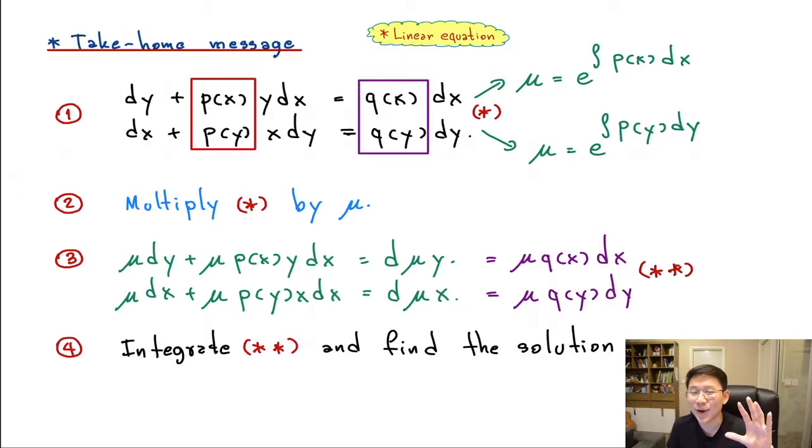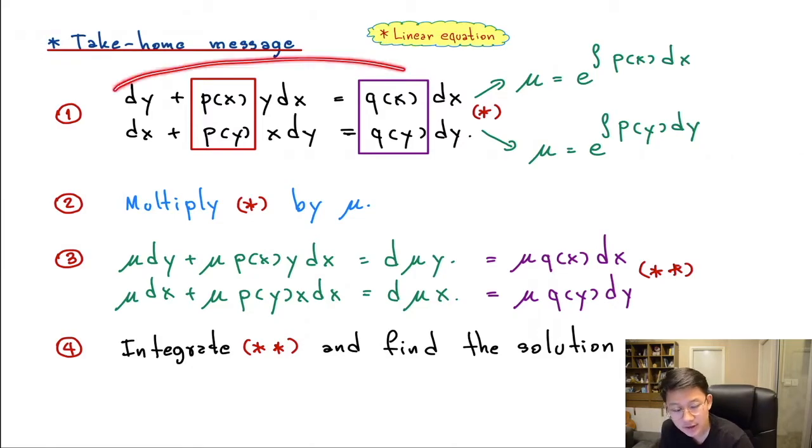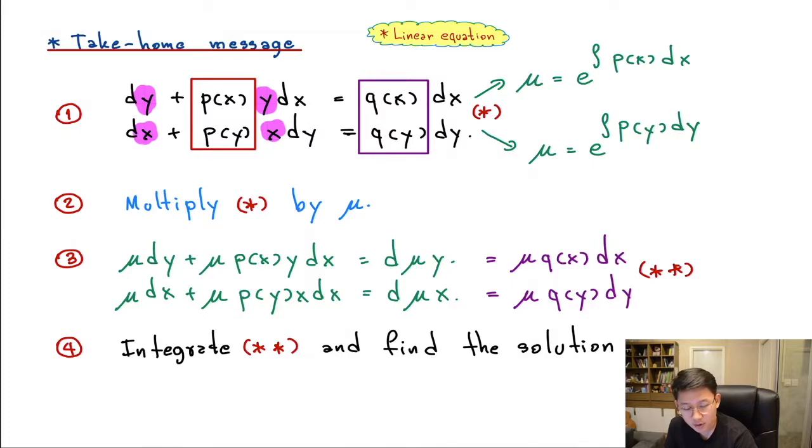One of the most important pages in this section. First, when you see a linear equation, we have y dy or x dx. If we have y here, the rest are x. If we have x here, the rest are y. So the integrating factor for this one would be e to the integrate px dx. So it is basically e to the integrate things in front of y. And here is e to the integrate things in front of x.